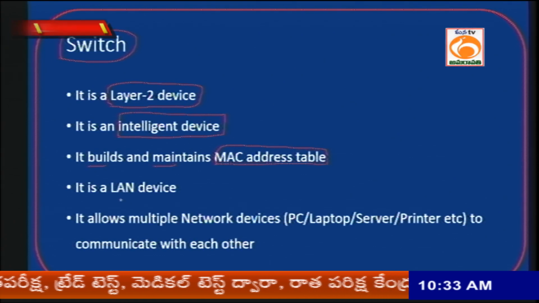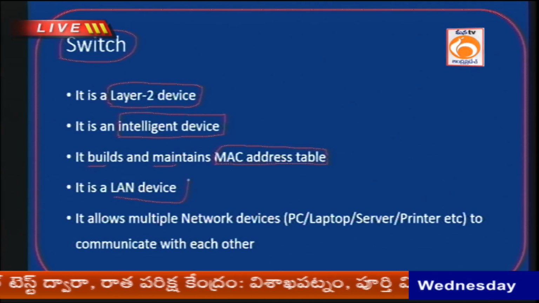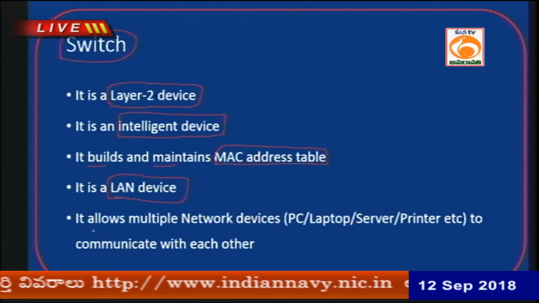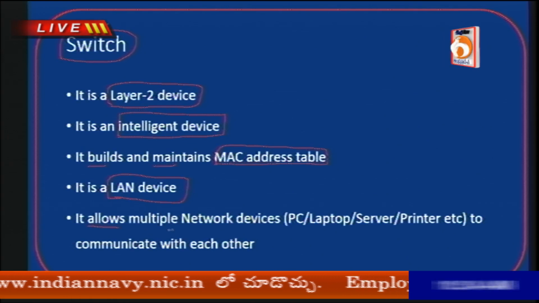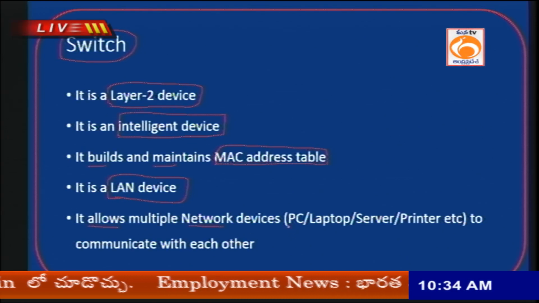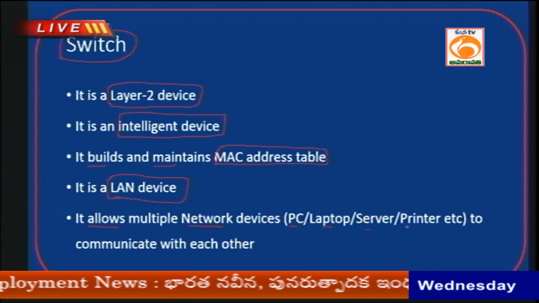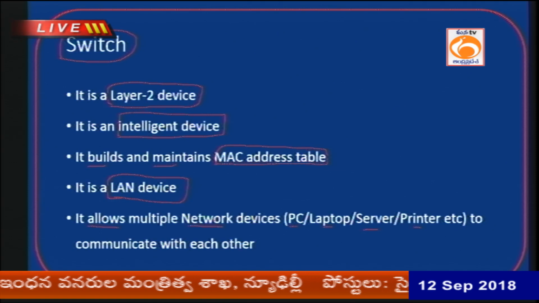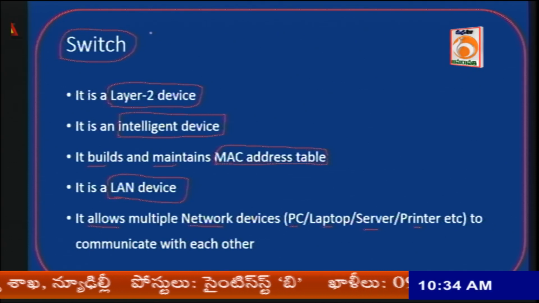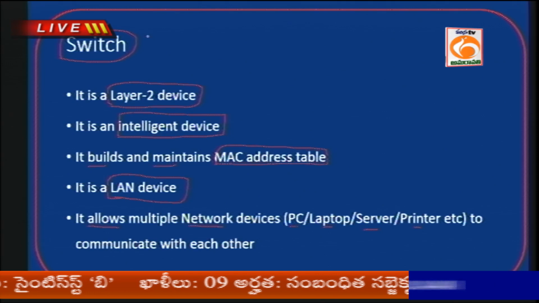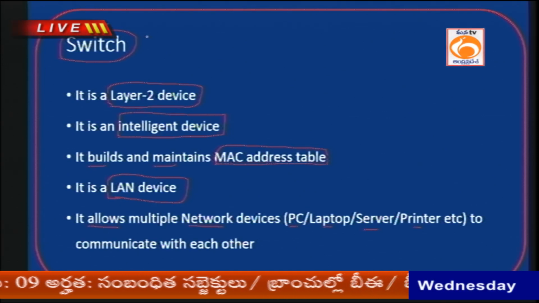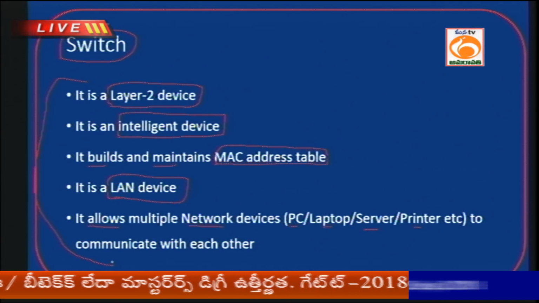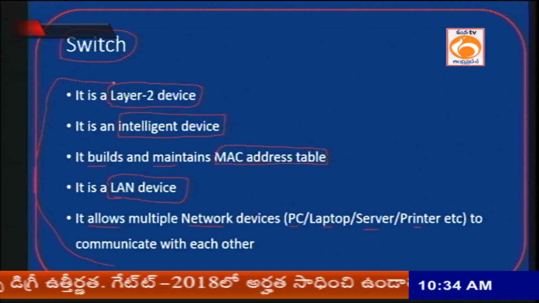So, typically a switch is a LAN device to connect all the components or all the network devices in the LAN. The switch allows multiple network devices like PC, laptop, servers, printers, IP phones, IP cameras to be connected to the network with the help of cables, UTP cables or STP cables or fiber optic cables. So, switches are important devices because they concentrate multiple devices and facilitate communication within the LAN.